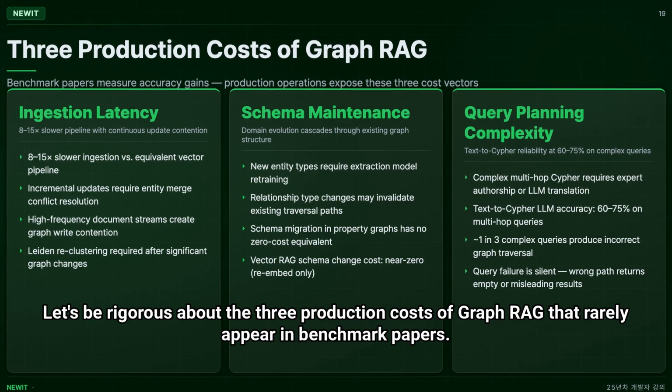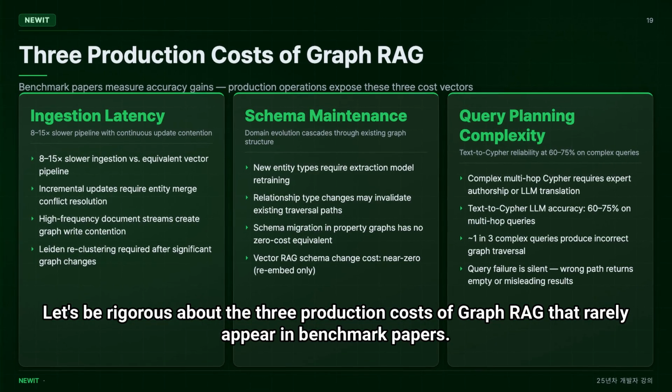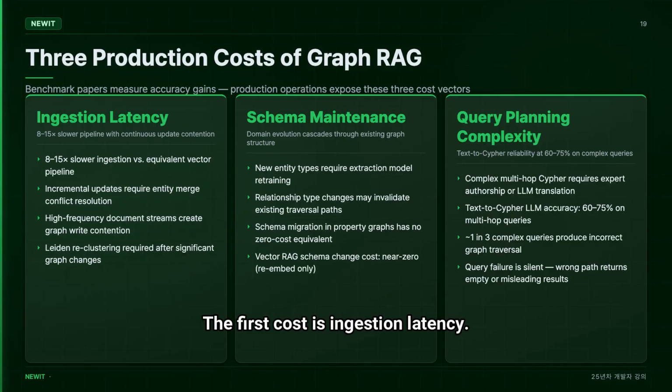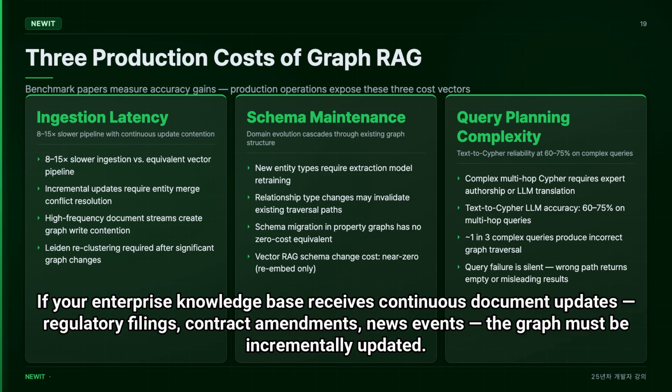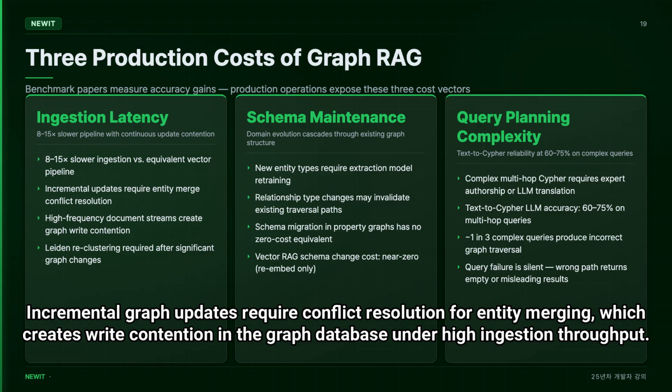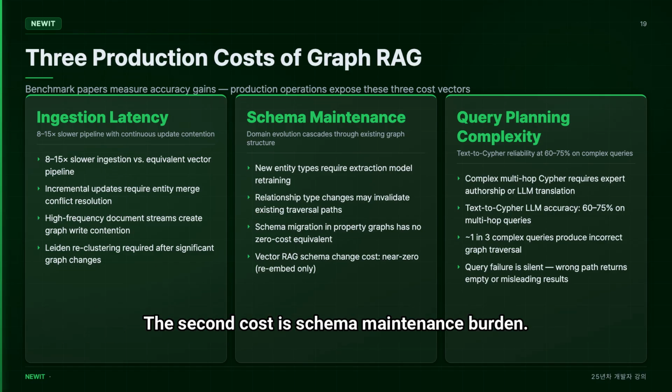Let's be rigorous about the three production costs of graph RAG that rarely appear in benchmark papers. The first cost is ingestion latency. We quantified this earlier: 8 to 15 times slower than vector pipelines. But the operational impact is more significant than the raw number suggests. If your enterprise knowledge base receives continuous document updates, such as regulatory filings, contract amendments, and news events, the graph must be incrementally updated. Incremental graph updates require conflict resolution for entity merging, which creates write contention in the graph database under high ingestion throughput.